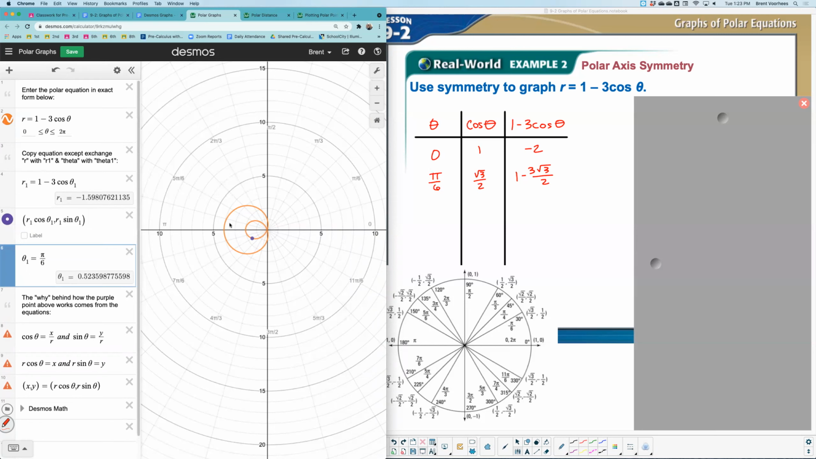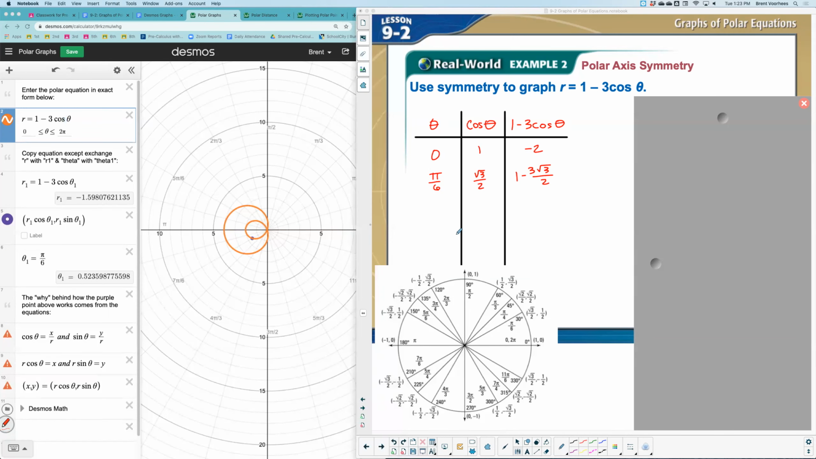Now the symmetry, as you can see, this is cut along the polar axis because it's cosine. Anything with cosine is going to get cut by the x-axis. And we could go all the way around. I'm going to do just one more point. I'm going to do pi over 4.